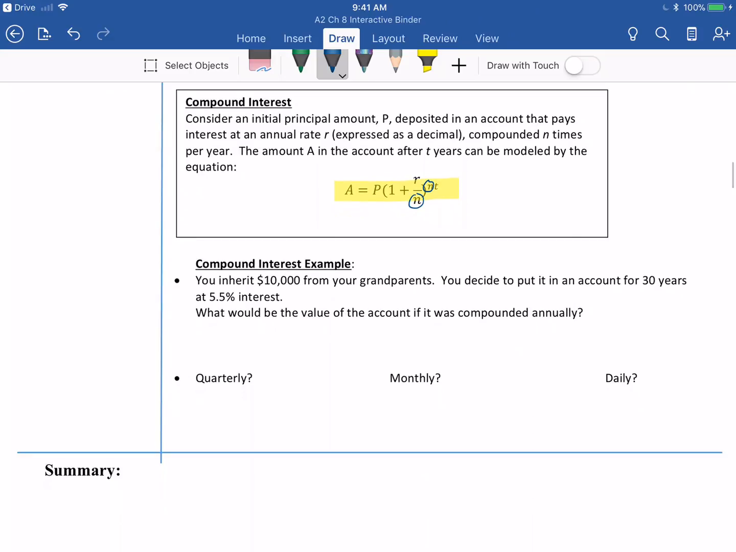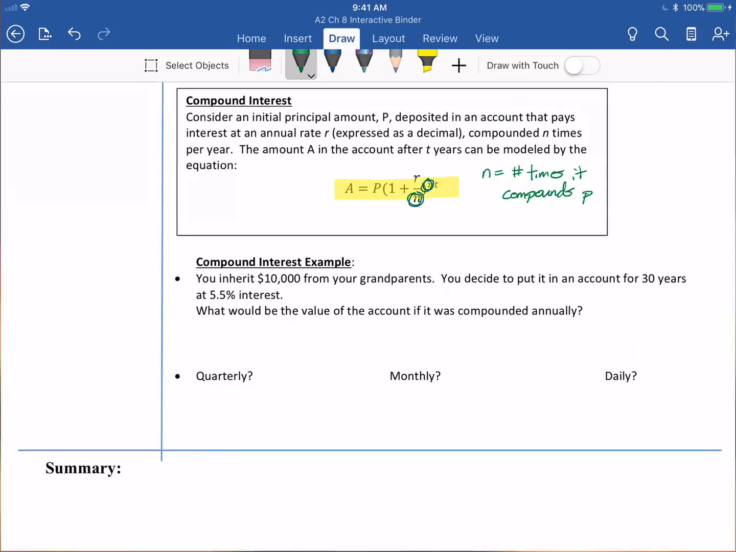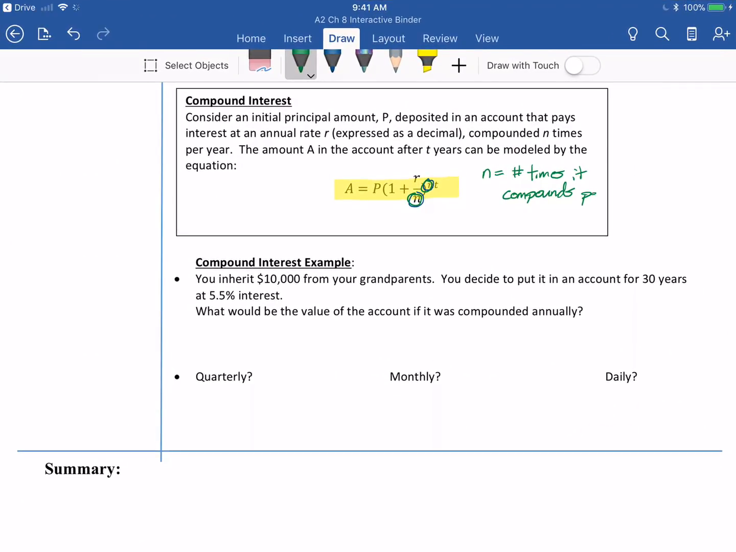Now we move on to compound interest, which is a little bit different because this compounds more than just once a year. It now compounds quarterly or monthly or different things like that, and that's the only reason this n is different. Everything else is the same, but now I have this n. I want you to write in here, n equals the number of times it compounds per year.